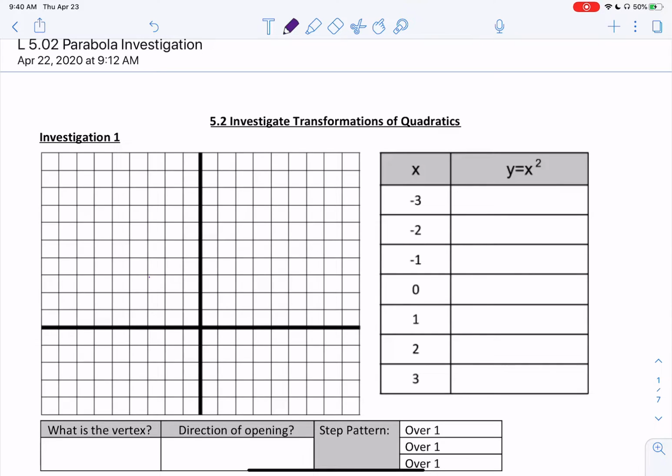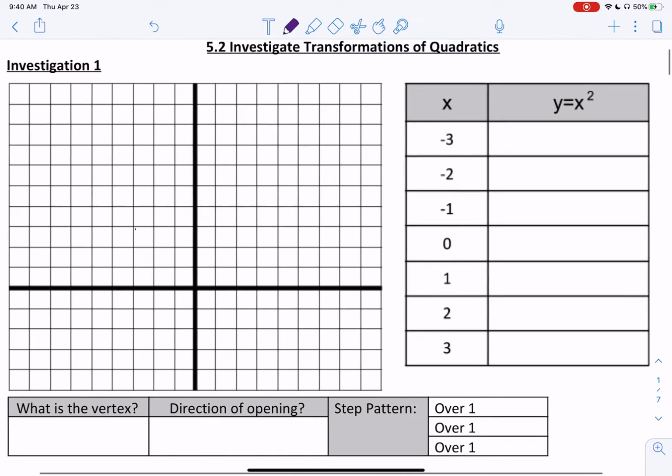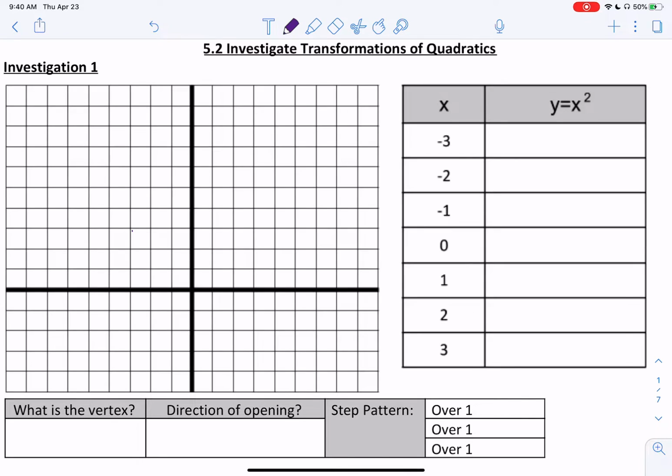of it. So our first investigation here, we're going to be looking at the equation y equals x squared. And this equation right here is what's called our parent function. We'll also be referring to it as our original. So this is going to be the parabola that everything else is going to be compared to. This is the original one with nothing else changed to it.